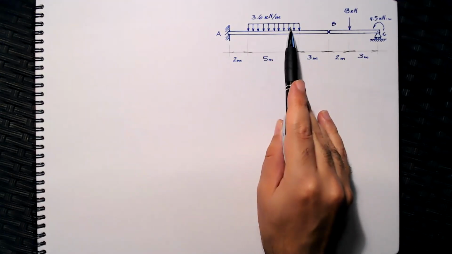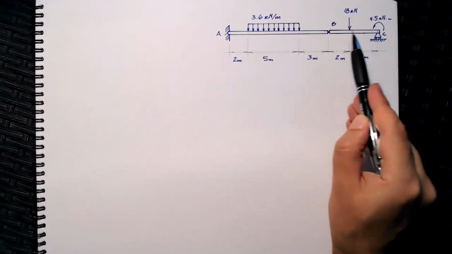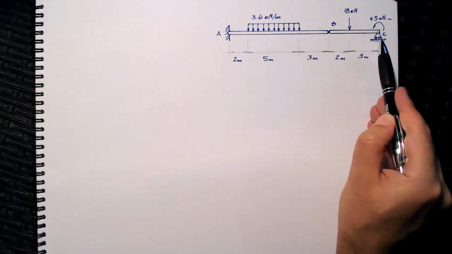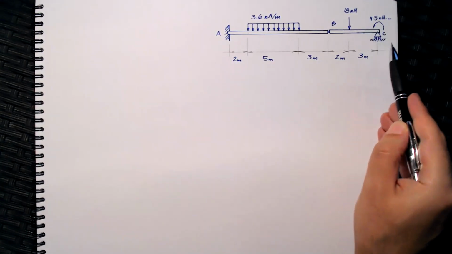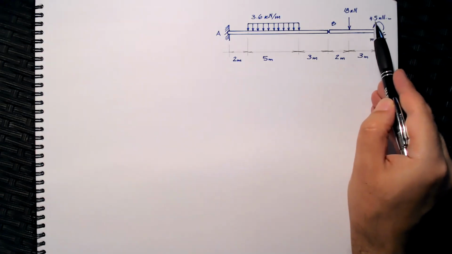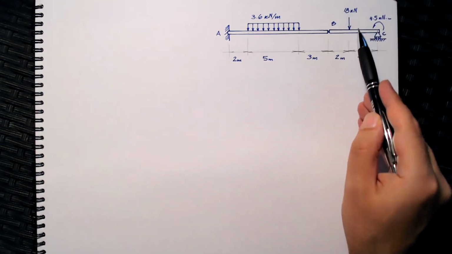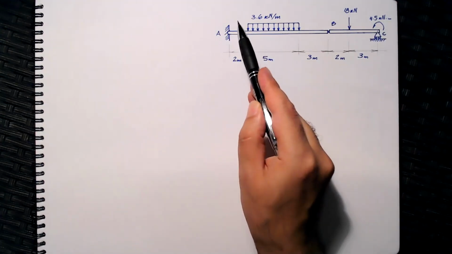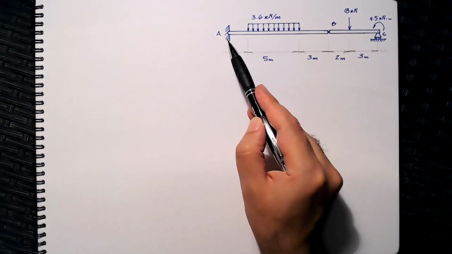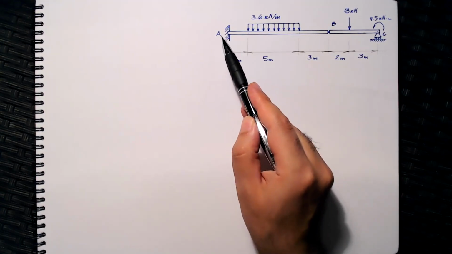This is a distributed load. There is an internal pin. Part BC is supported by the pin over here and the roller support at C. There is a couple or a moment, an external couple, 4.5 kilonewton meter. External load, point load, 18. And there is a support at A. Any guess what is the support at A? Well, this is a fixed support. And the fixed support is worth three unknowns or three reactions.